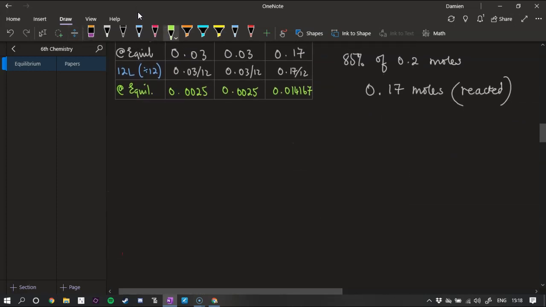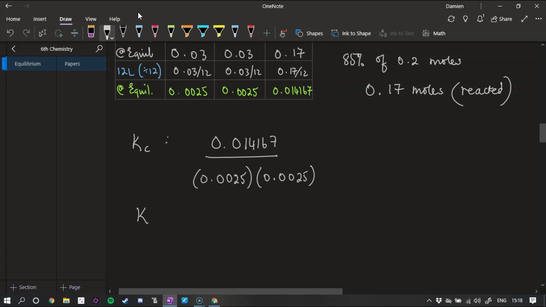So let's put them into this Kc equation up here, and we should get out our final answer. So popping into Kc, our Kc is going to be 0.014167, all divided by 0.0025 multiplied by 0.0025. And when you work that out, Kc gives you a final value of 2266.72. And again, we're going to leave the answer at that. If you're unsure, don't round, just leave it as it is, unless the question says something different. Okay, moving on to the next question.